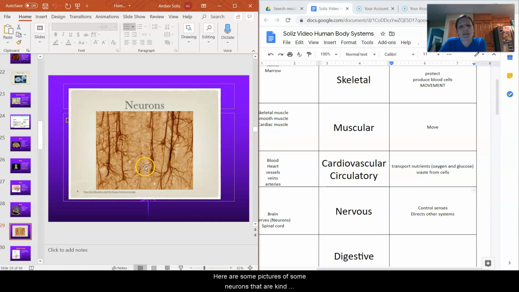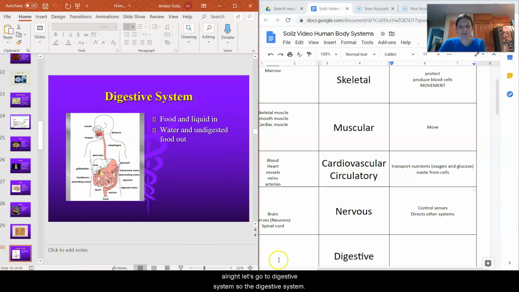All right. So here's some pictures of some neurons that are kind of connected. And you can see they kind of look like hairs or roots of a plant. But those dendrites and axons just have all those pieces, and then again, the electrical impulses shoot out. And so that's the nervous system, my favorite. Okay, all right, let's go to the digestive system.